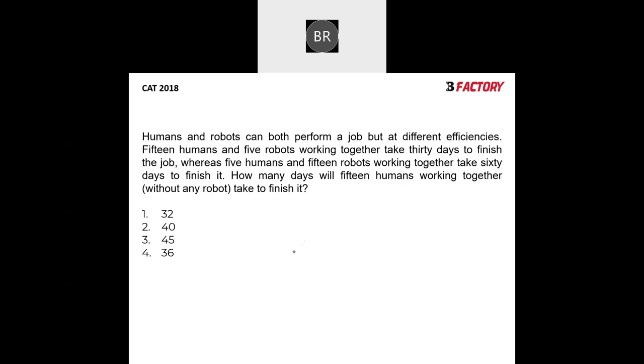All right, so here we begin. Everyone, let's see, humans and robots, hai na? Dhyan do, sab quick. Good, Nikhil. Pay attention, everyone. Humans and robots can perform a job at different efficiencies. Now, see, let's say a human does work h chocolate per hour. So robots ka kya le lenge, r chocolate per hour? Simple, right? Now, 15 humans and 5 robots take 30 days.